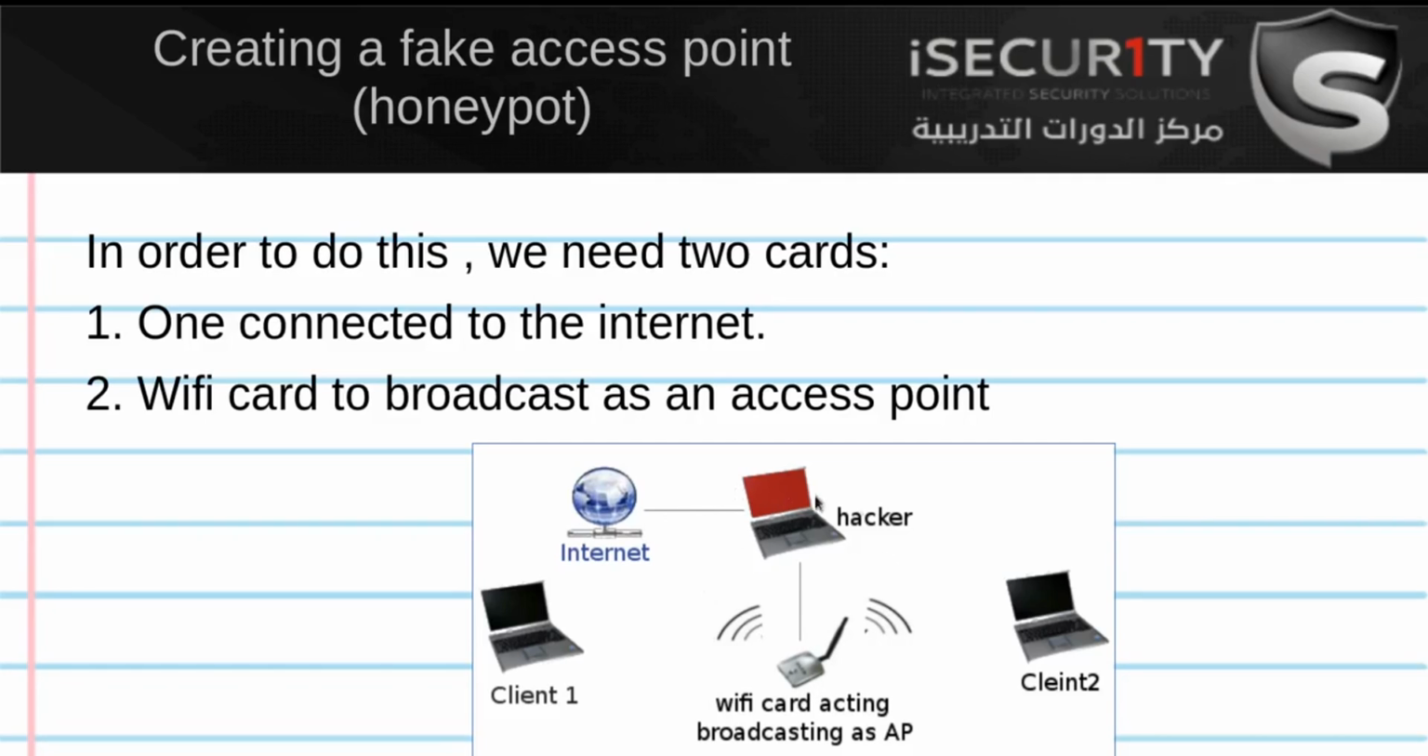So this is our hacker device. We're going to need two cards connected to our device. One card is connected to the internet, and the other card is going to act as an access point. It's going to broadcast to tell all the devices around it that I'm an access point and you can connect to me and access the internet.